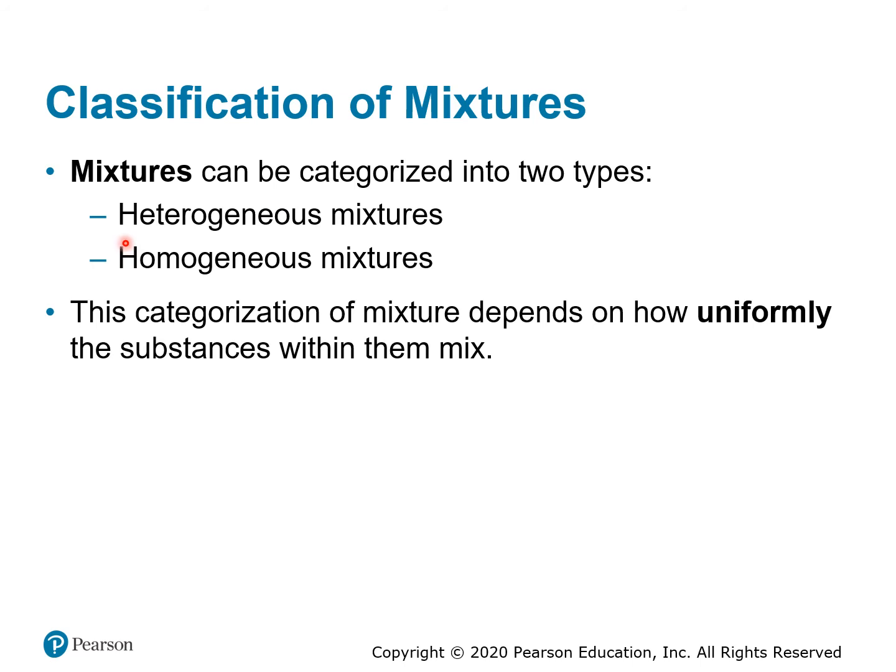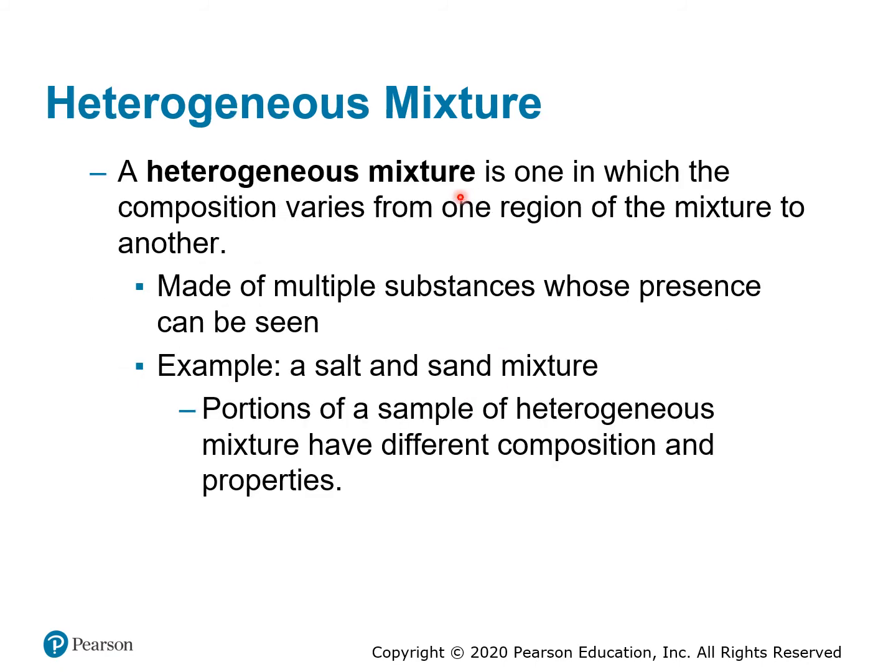Mixtures have two categories: hetero, that means not uniform, and homogeneous means uniform. So how uniformly do they mix? A heterogeneous mixture has variable composition from one region to the other. They're made up of multiple substances whose presence can be seen. For example, a salt and sand mixture, or water and sand.